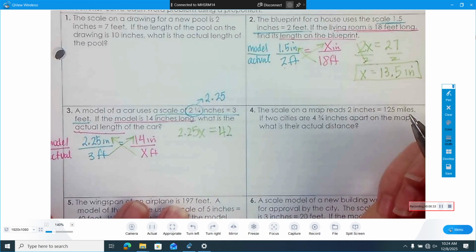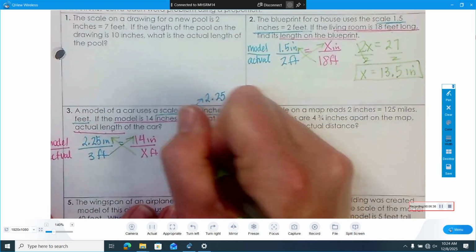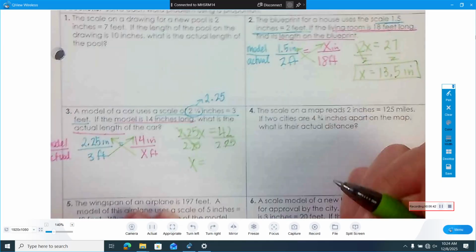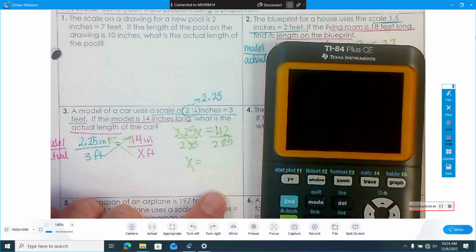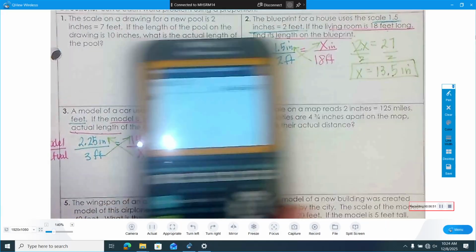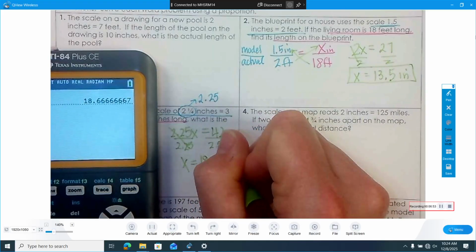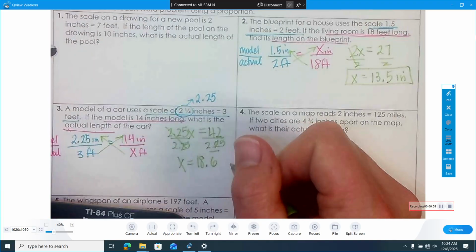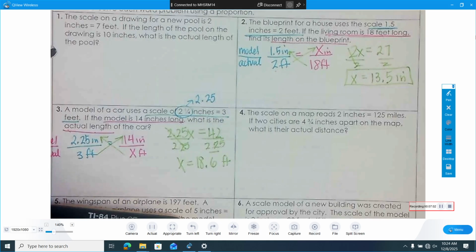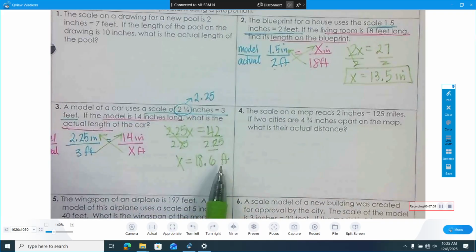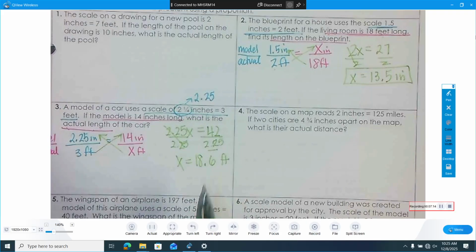42. Okay. How do we get X by itself? Divide by 2.25. So we get X equals, let's see, 42 divided by 2.25. I get 18.6 repeating. Yeah, that's really 18.6 repeating. So that's 18.6 repeating feet. What if, so this started with a mixed number. Can we maybe turn it into a mixed number? How do we figure that out? Yeah. Okay.